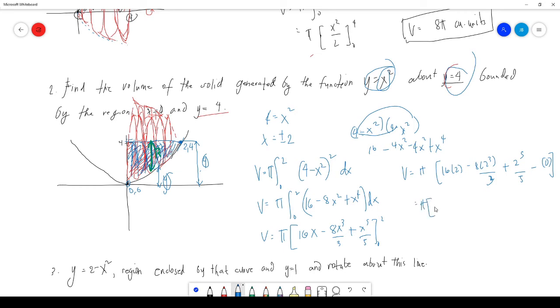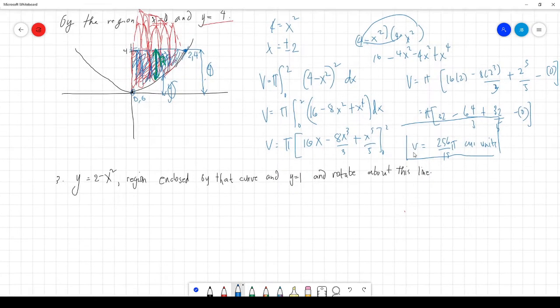Therefore, that's pi times 32 minus 8 times 2 cubed over 3, that's 64 over 3, plus 2 to the power of 5 all over 5. That's 32 over 5. Therefore, our final answer would be 256 over 15 pi cubic units. This is our final answer.